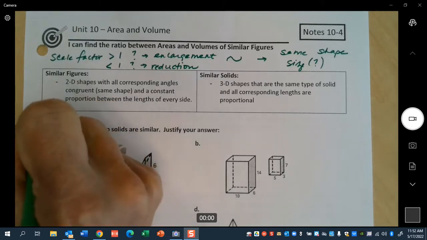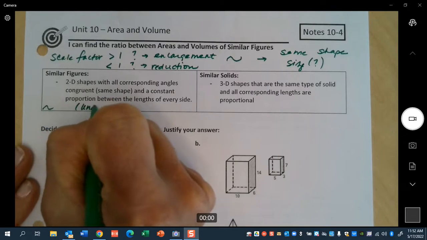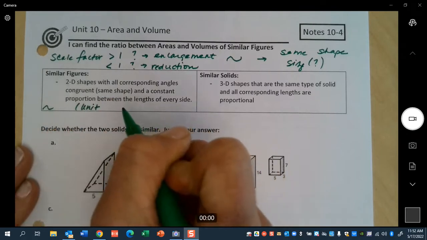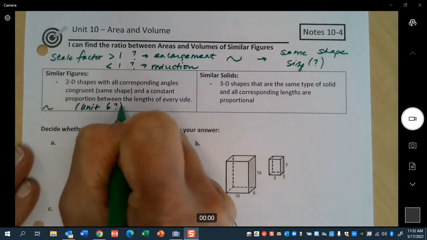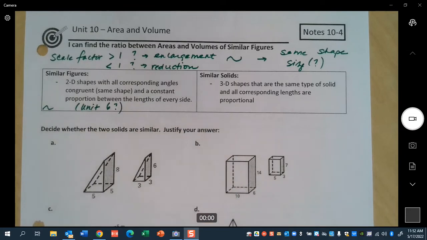So this is no problem. This is what we talked about in unit 6, where we talked about similar triangles. Two-dimensional shapes. 2 dimensions means I have 2 measurements, a length and a width, right? No big deal. When I talk about a similar solid, I'm talking about 3D shapes that are all the same type of solid and all corresponding lengths are proportional.